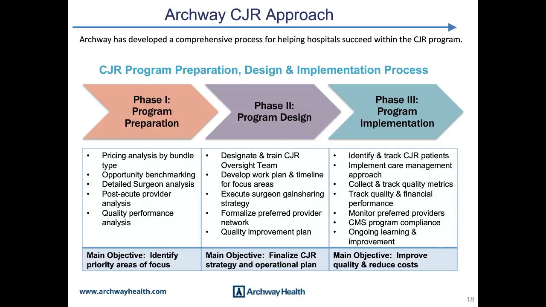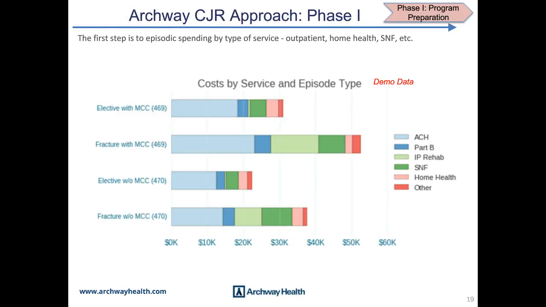So with that in mind, we spend a lot of time diving into the data. We've got a great claims data analytics team here that's been doing this for a long time. This is just an example of a chart. Many of you have probably seen similar charts like this, but understanding where the costs are going by type of bundle within the CJR program.